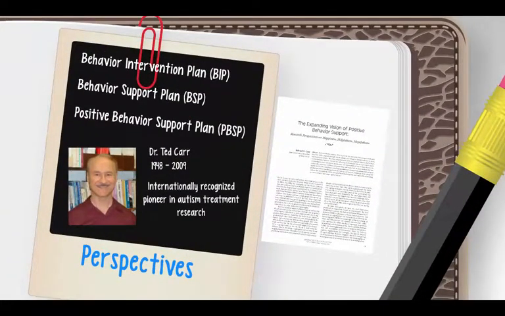Now, with respect to the names of the plans that you'll be using, there's a number of terms that are used, and I just want to give you some exposure to those terms because I think it's important. Some individuals will refer to the plans that have been designed to address problem behavior as behavior intervention plans or BIPs. Other folks refer to them as behavior support plans. And then still others refer to their models as positive behavior support plans, or PBSP.